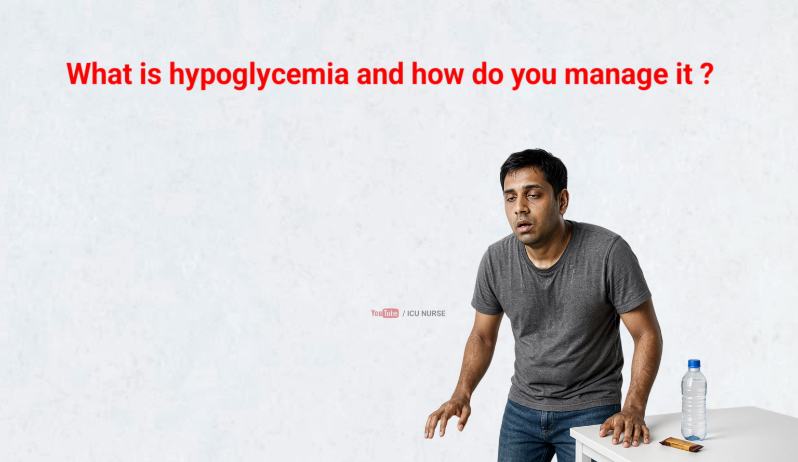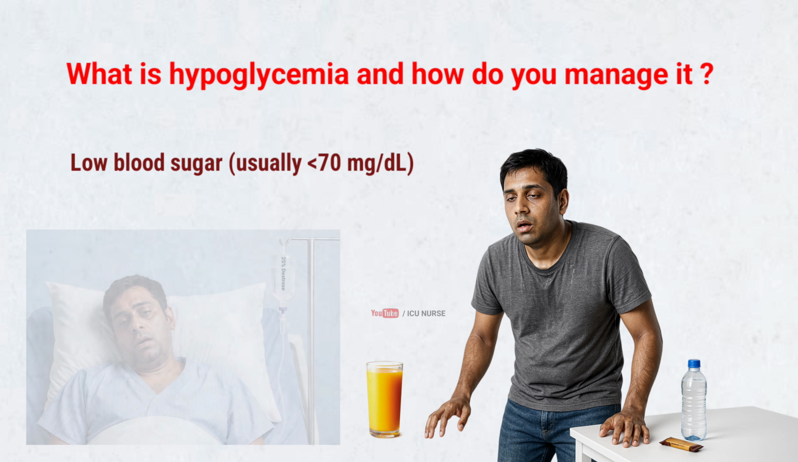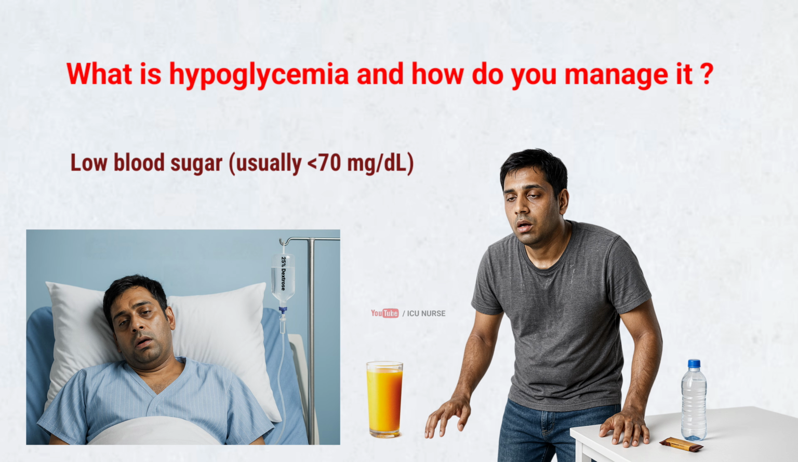What is hypoglycemia and how do you manage it? Hypoglycemia means low blood sugar, usually less than 70 mg per dL. It is managed by giving oral glucose, like sugar water or juice. In extreme cases, IV 25% dextrose is administered.